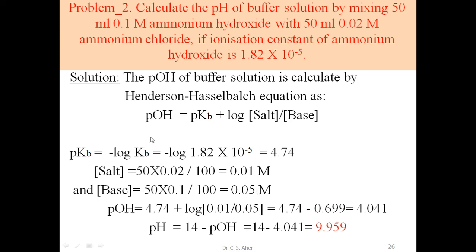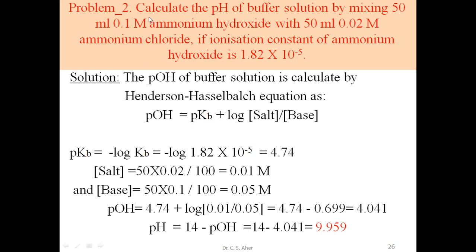pOH is equal to pKb. What is pKb? 4.74 plus log of the salt concentration, 0.01, upon the base concentration, 0.05. Taking the ratio and its log, the answer is minus 0.699. Subtracting this from 4.74, 4.041 is the final answer for pOH. Why do we get pOH? Because this solution is a basic buffer solution, and for a basic buffer, the Henderson-Hasselbalch equation gives the pOH value of the buffer.